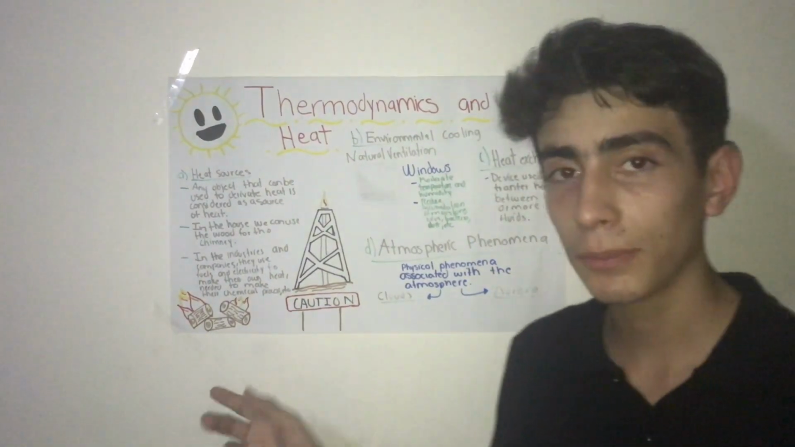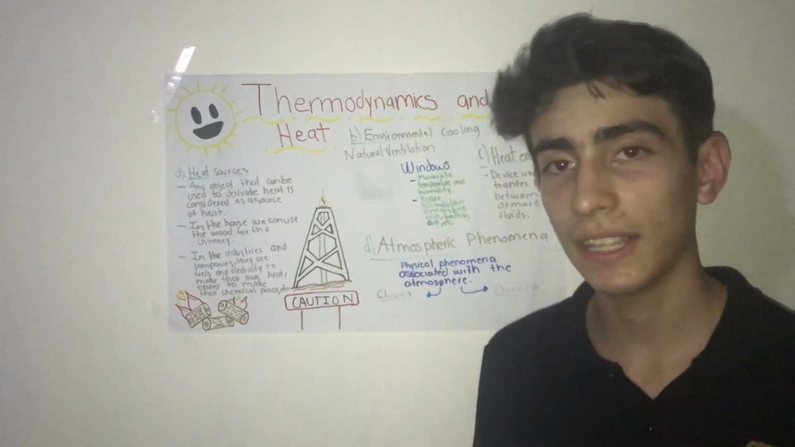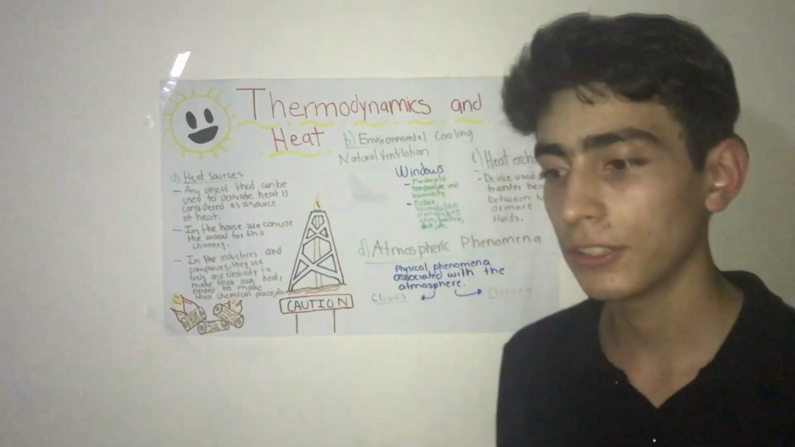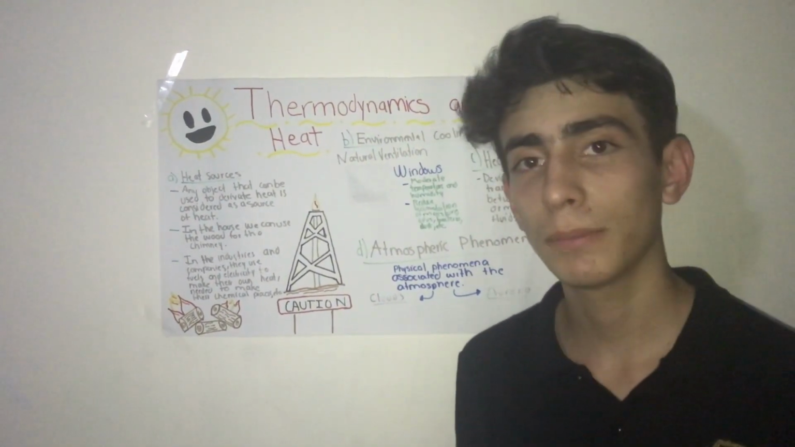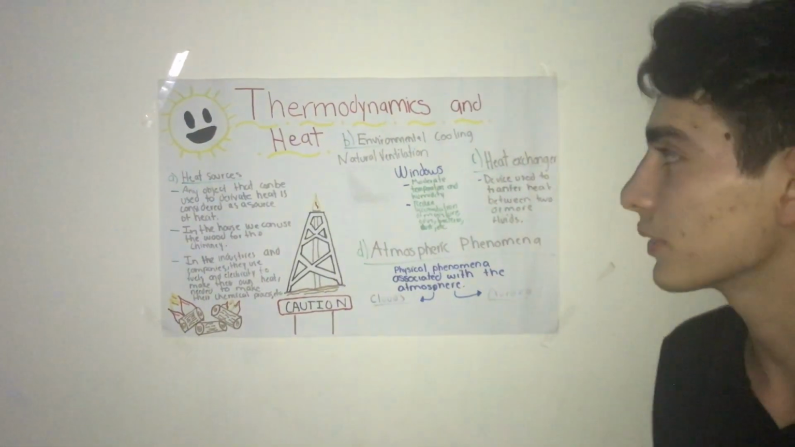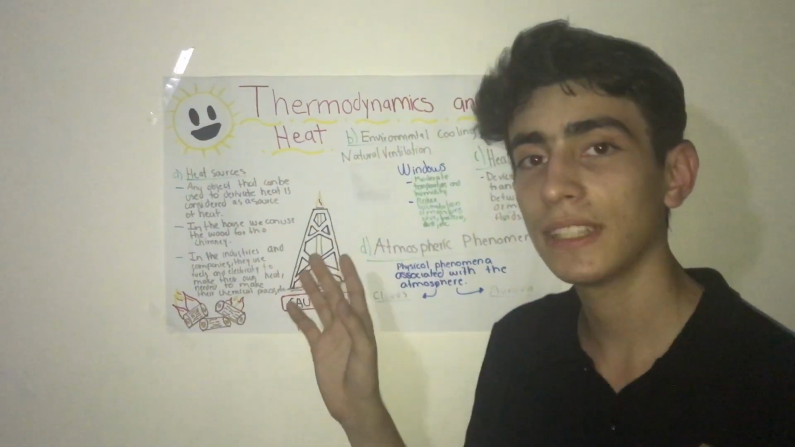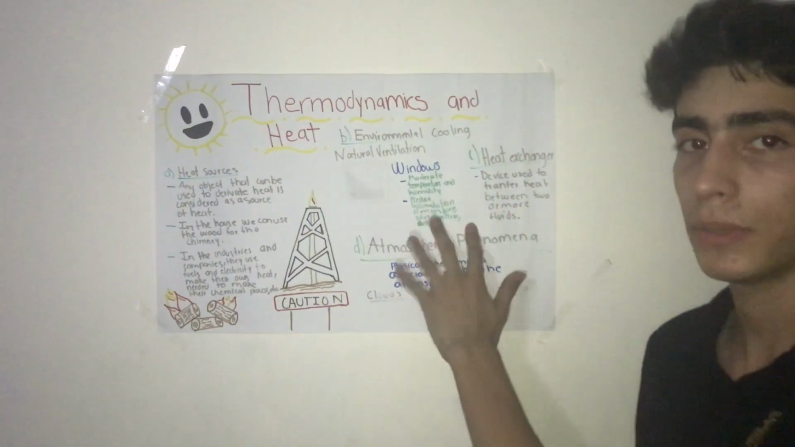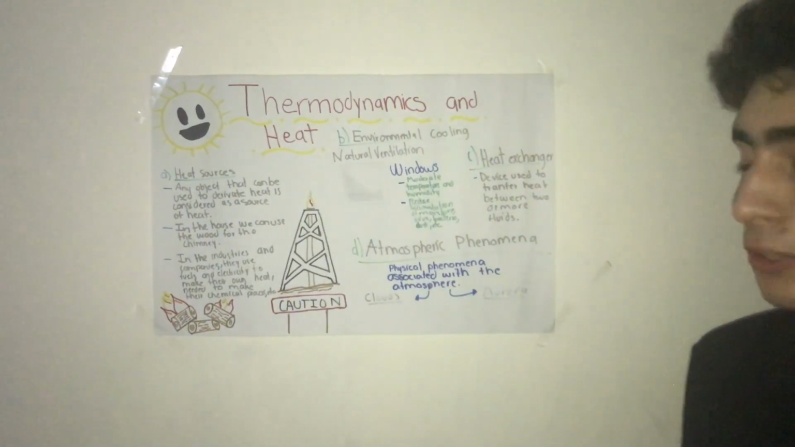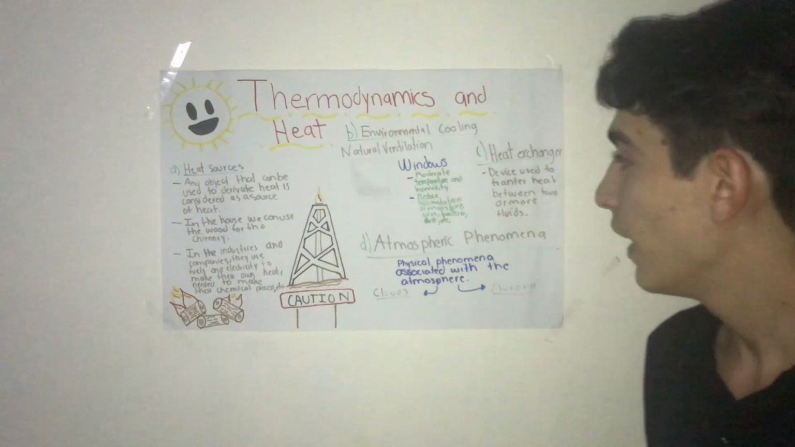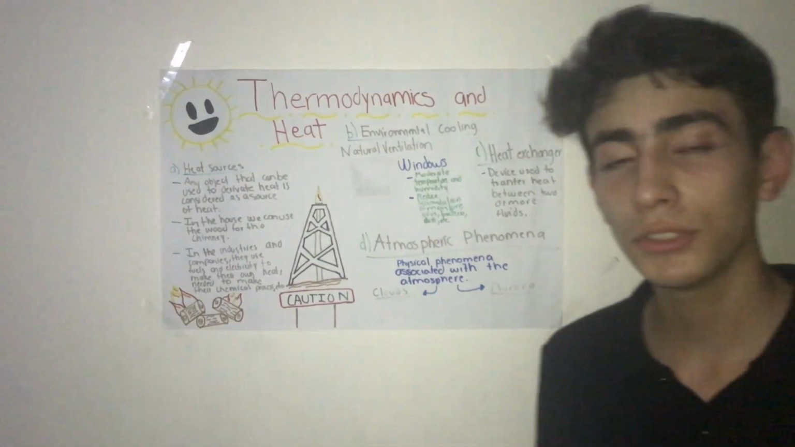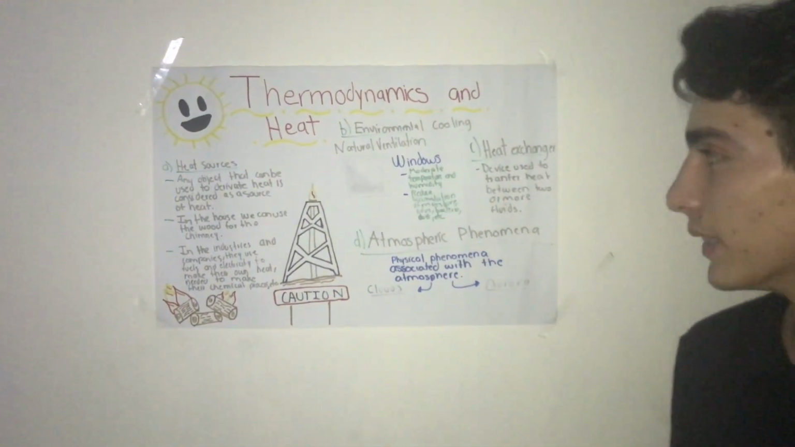In the industries and the companies, they use fossil fuels and electricity to produce enough power to run their chemical processes and produce their products. In environmental cooling, we have natural ventilation. This can be the windows. They are used to moderate temperature and humidity. They also reduce the accumulation of moisture, dust, odors, and bacteria.